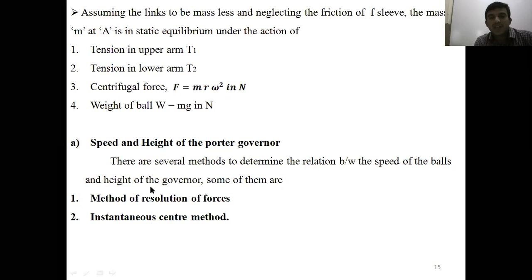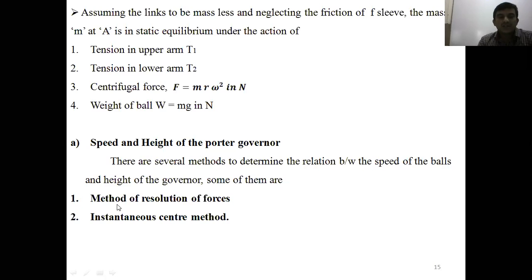Now our aim is to calculate the equilibrium speed or the height of the porter governor. If speed is given, then you calculate height, or if height is given, then you calculate the speed of the governor. There are several methods to determine the speed and height of the governor. Here we follow two methods.